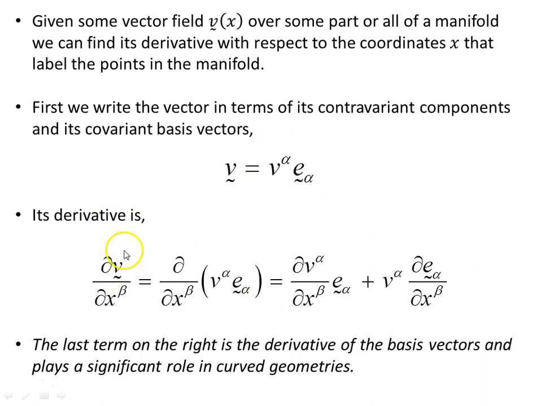Now the derivative of this vector is the partial derivative of this object here, which is the partial derivative of the components times the basis vectors plus the components times the partial derivative of the basis vectors. So that's the derivative. Now the last term on the right is the derivative of the basis vectors and plays a significant role in curved geometries. In flat space this will disappear, but in curved geometries this doesn't disappear. So on a curved manifold in a curved space, that partial derivative there is not zero.